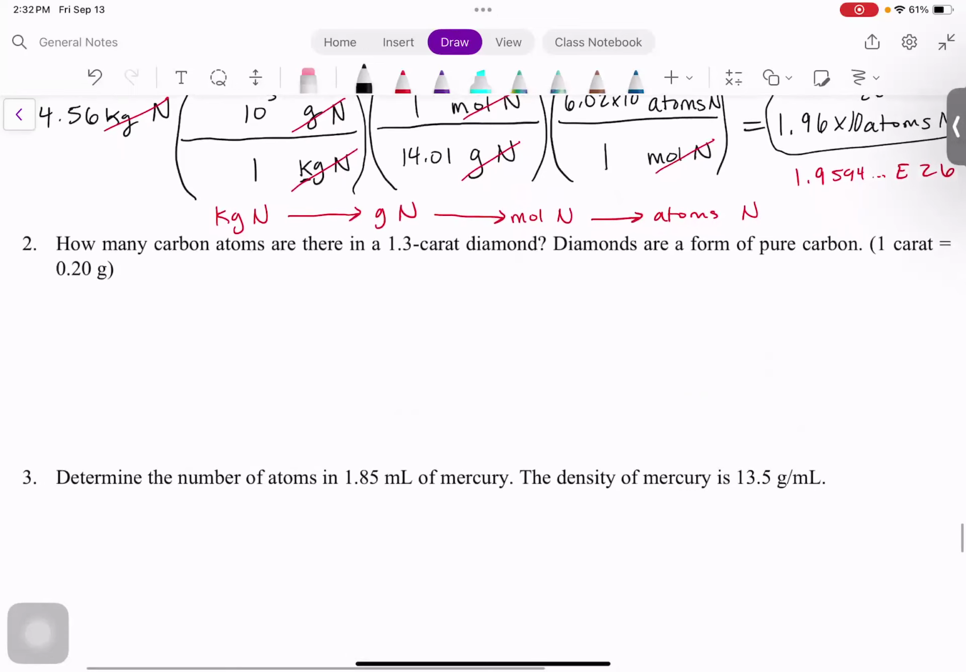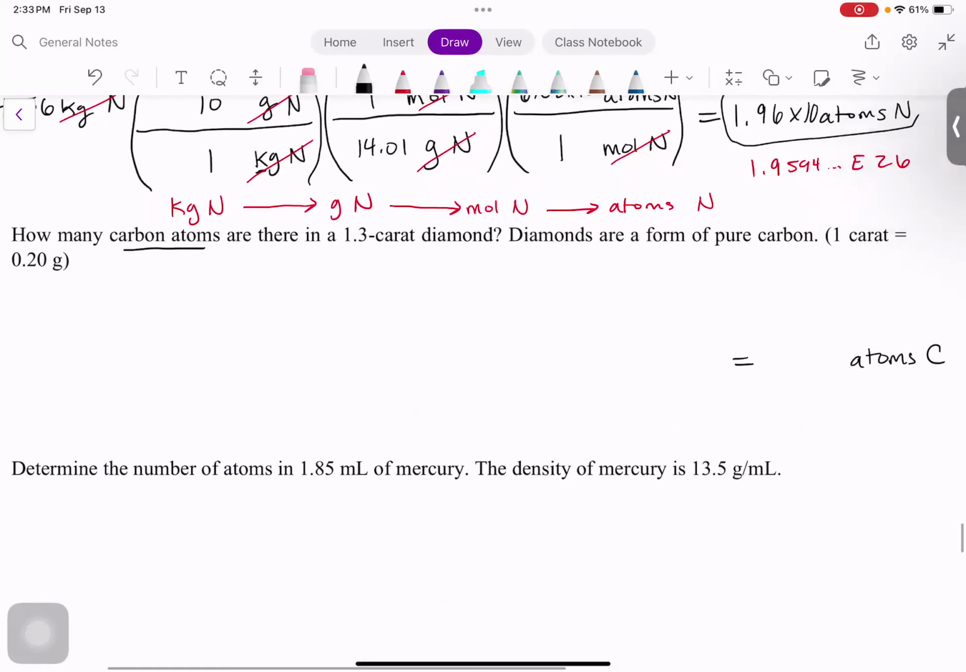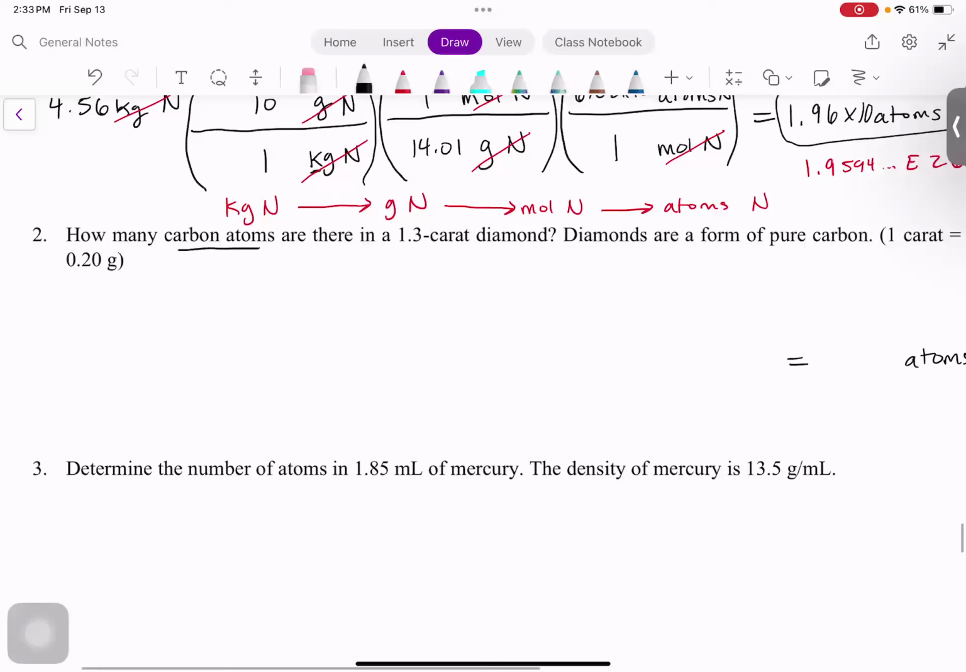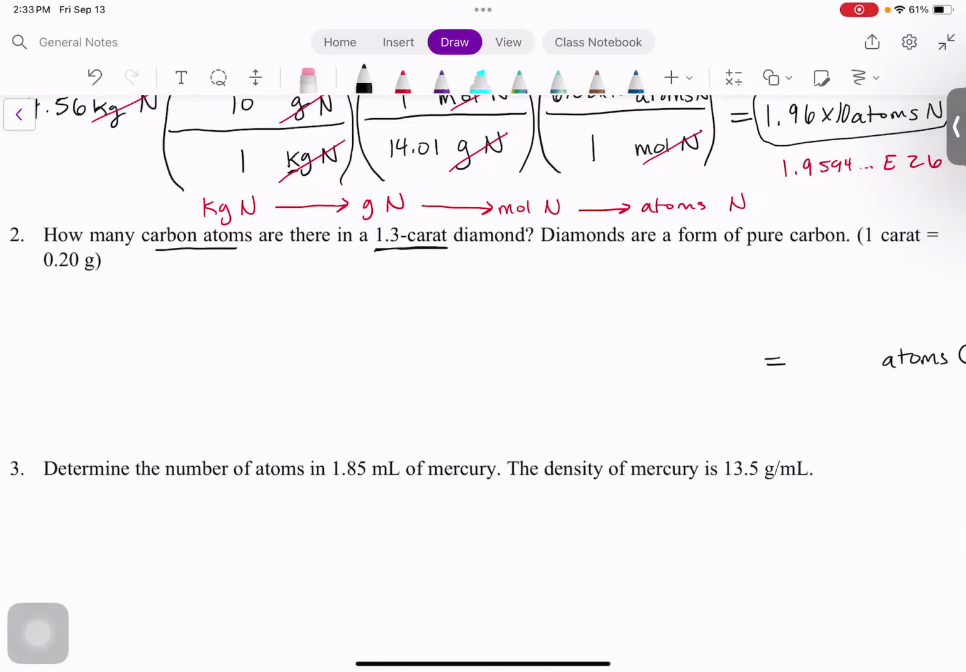So let's try another. How many carbon atoms? I'm looking for an answer that is atoms of carbon. So something over here is going to be atoms of carbon. And I have 1.3 carats of diamonds, and I'm told that a carat is 0.2 grams. So it looks like I'll be able to convert from carat to grams.